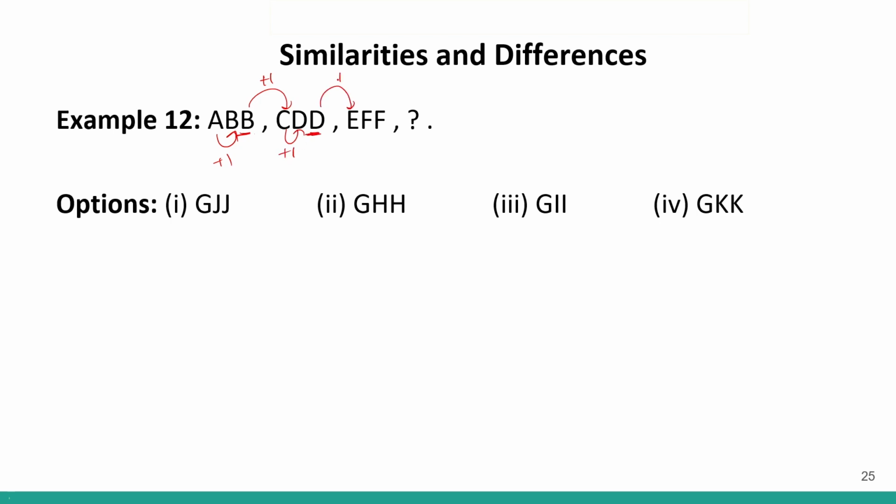From here we move +1, here we move +1, and then it is being repeated. So again, from here we'll move +1, which will give us G, and then we'll go +1 again, which will give us H, and then we'll repeat it. So our code will be GHH, which is option number 2. So option number 2 will be the correct answer.